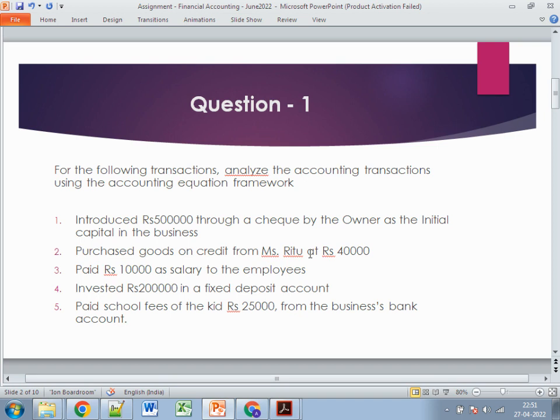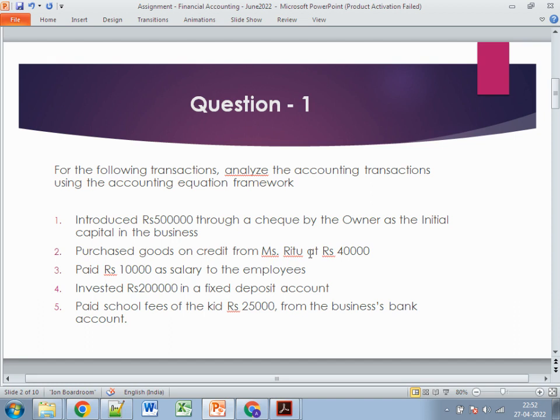Now, second is purchase of goods on credit from Mr. Ritu for rupees 40,000. It will increase the asset because you are getting goods, and liability will increase. You purchased the goods on credit, so you need to pay rupees 40,000 to Ritu. The third one is paid salaries to employees, 10,000. It will be a deduction in your cash asset. And because the accounting equation is a double entry system, there should be an entry in liability or capital. So it will decrease your overall capital, right?